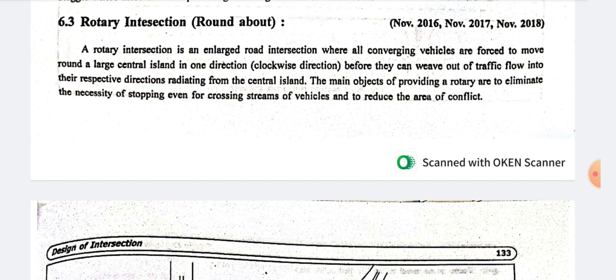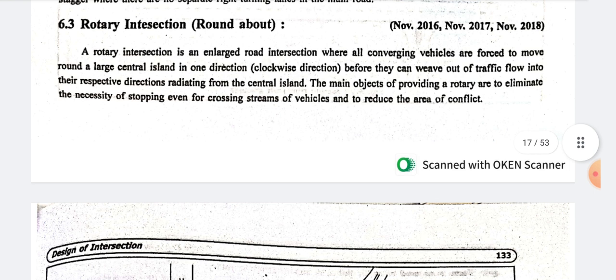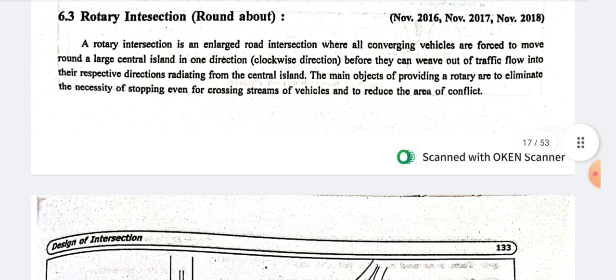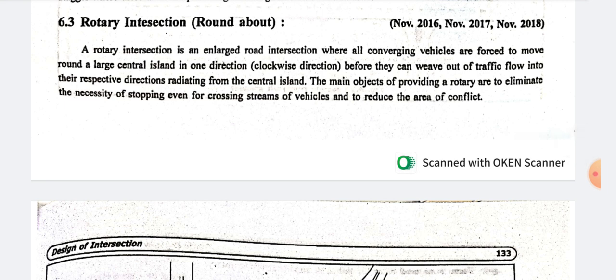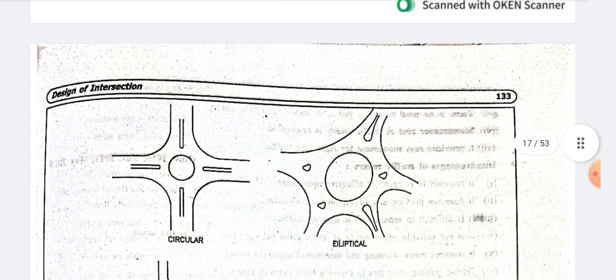Generally, in a rotary intersection the clockwise direction is there, so before they can weave out the traffic flow into their respective direction, radiating from a central island. So the main objective of providing a rotary is to eliminate the necessity of stopping even for a crossing system of the vehicle, and reduce the area of conflict.